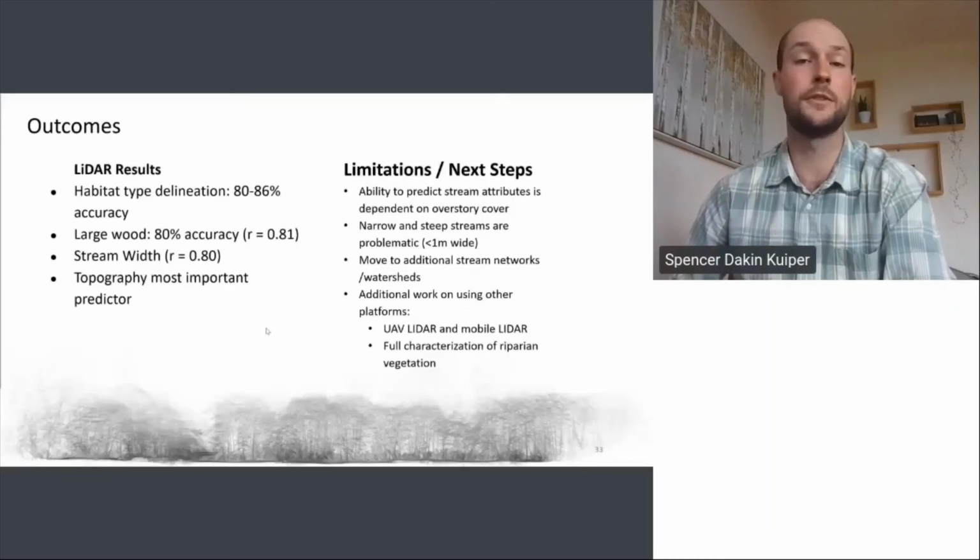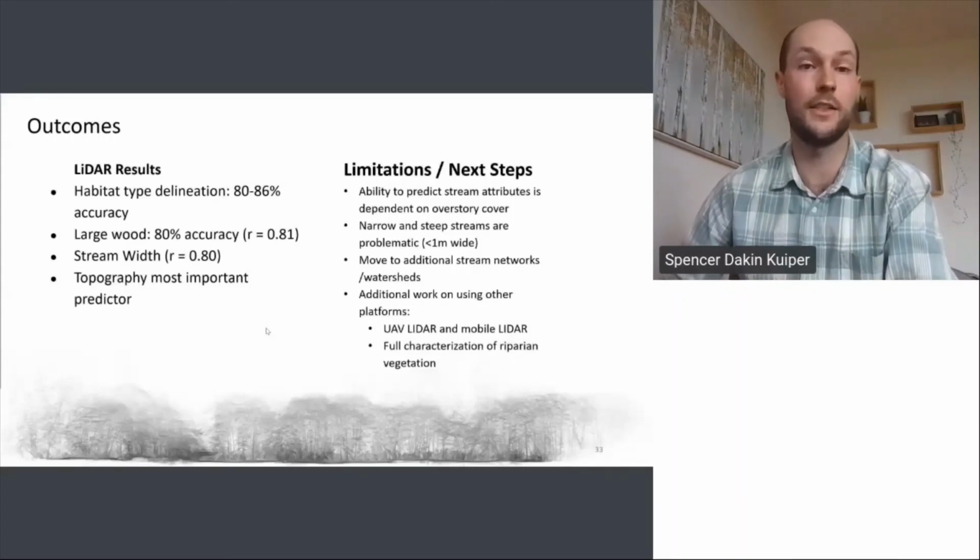We'd like to see how this moves to additional stream networks, watersheds, and bigger streams. And then additional work using UAV LiDAR, mobile LiDAR, and a full characterization of the bankside vegetation, as well as comparing this to fish data that we collected.